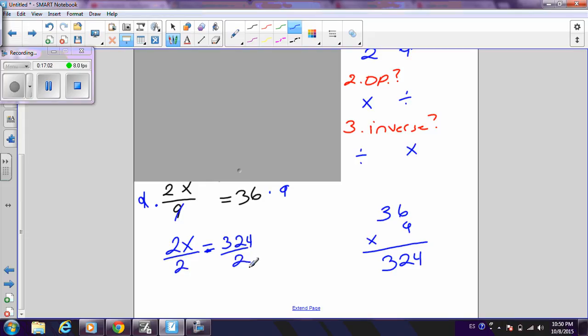Alrighty, this is not too bad, right? So these two cancel out, and I'm left with an x on this side. And 324 divided by 2, when you divide those, we know that 2 goes into 32 16 times, and 2 goes into 4 twice. So our answer is x equals 162.